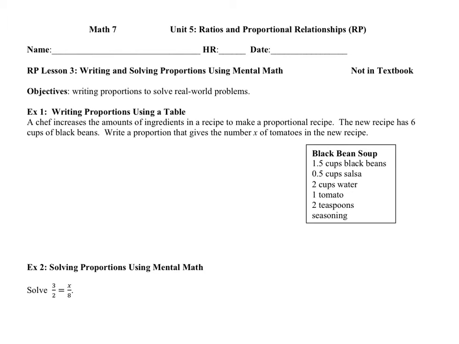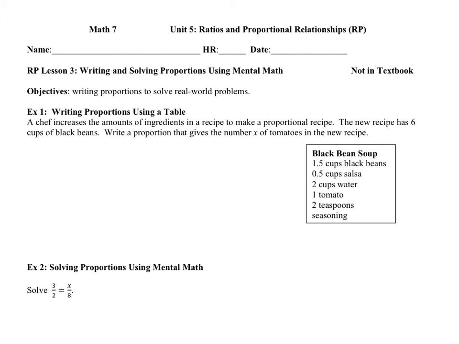Today's lesson is all about writing and solving proportions using mental math. Even though it says mental math, which I know a lot of you absolutely adore because it's easier, I don't want you to think mental math means not showing your work, because that's not the case. It just means that we're not going to perform an algorithm or a process to figure this out. There are some strategies that we can use, just our brain power, to figure these answers out.